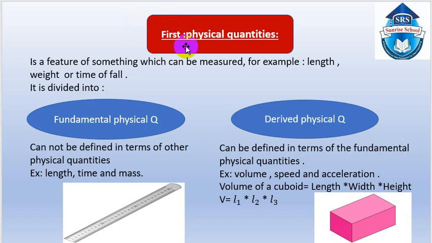First, physical quantities. The quantities which we are dealing with in our daily life, such as mass, length, and time, are called physical quantities and can be classified into fundamental physical quantities and derived physical quantities. The fundamental physical quantities are physical quantities that cannot be defined in terms of other physical quantities, like length, time, and mass.